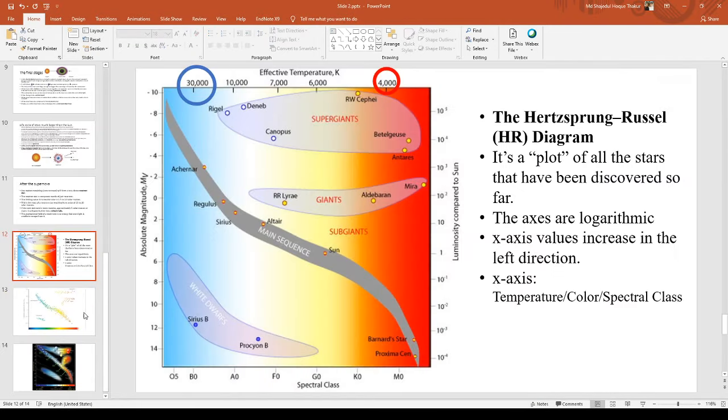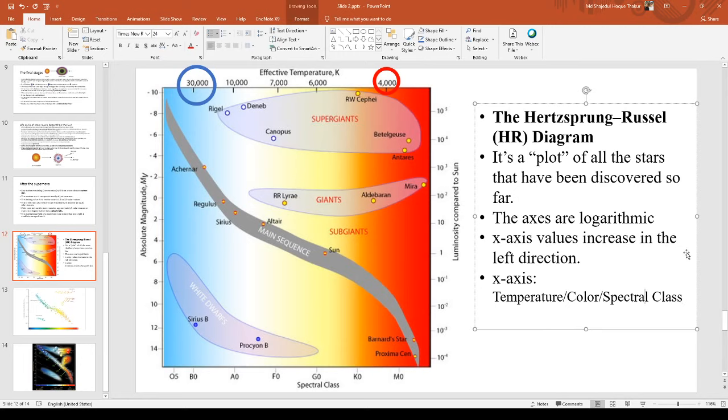Now if you go back to this, you see red here, then orange, yellow, white, blue-white, and finally blue. So on the left temperature increases, so the color goes from red to blue on the left, and also the spectral class. Remember, Oh Be A Fine Girl, Kiss Me. So the spectral class goes from M to O on the left.